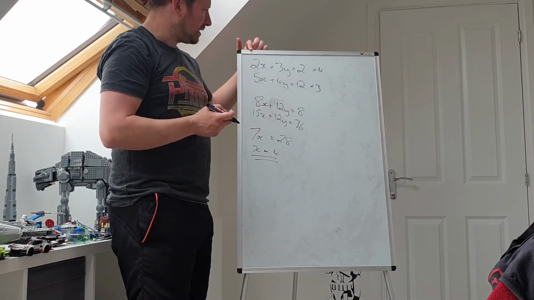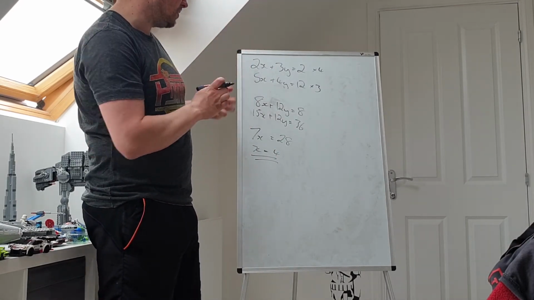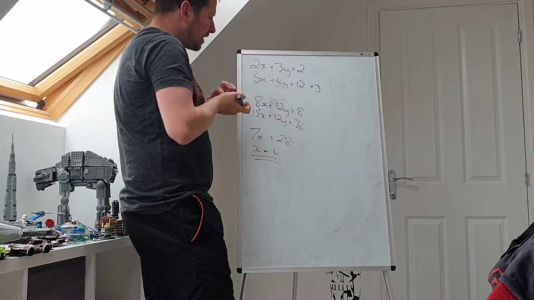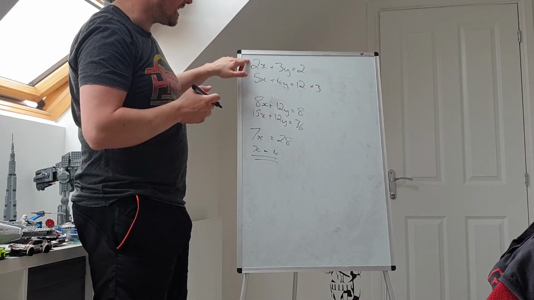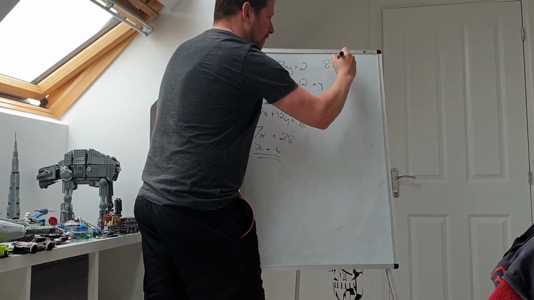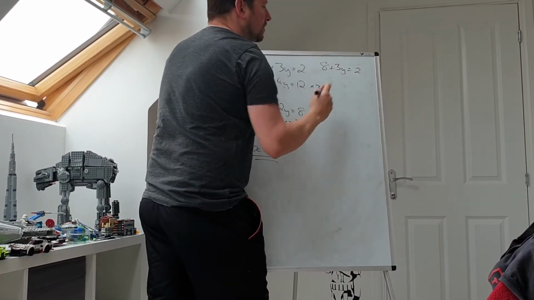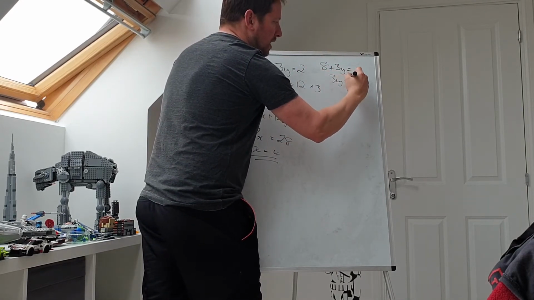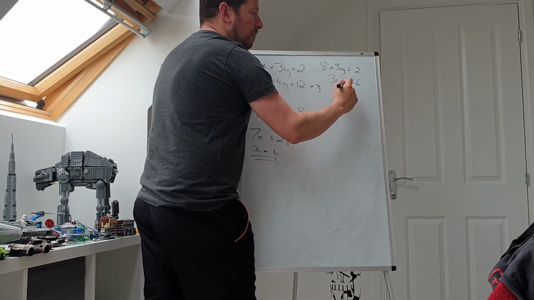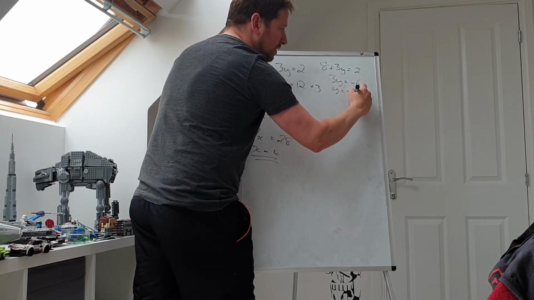Now, if x is 4, if I substitute that into, say, this top one here, instead of saying 2 lots of x, 2 lots of 4 is 8. So I can say 8 plus 3y equals 2. So if I take away the 8 from both sides, I've got 3y equals minus 6. Divide by 3, I've got y equals minus 2.